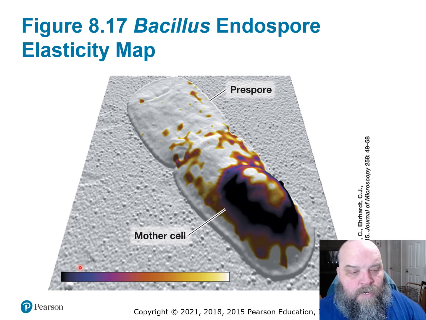White, yes, right here is the spectrum. White, highly rigid, black, extremely elastic. So what we see here is the cell wall is being remodeled. Everything going on in here is basically depleting. Everything's being shuttled here to be used to make all of those different layers of the spore.